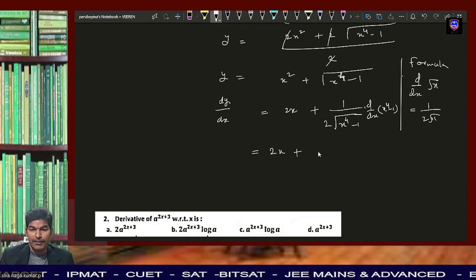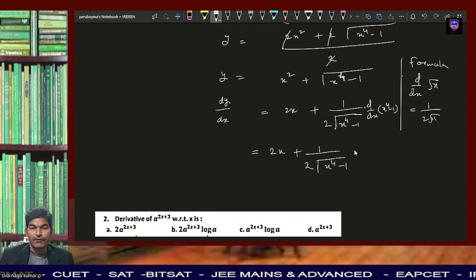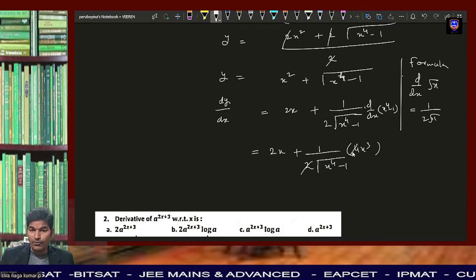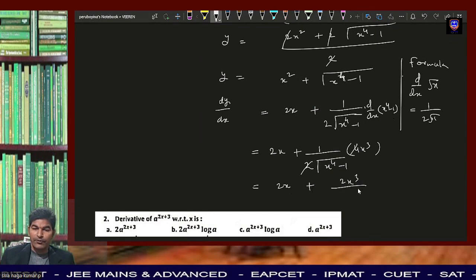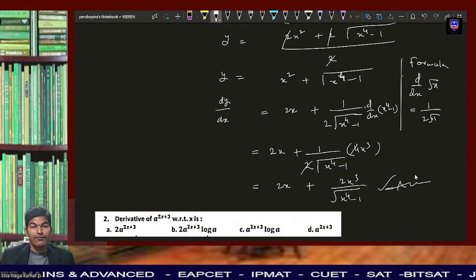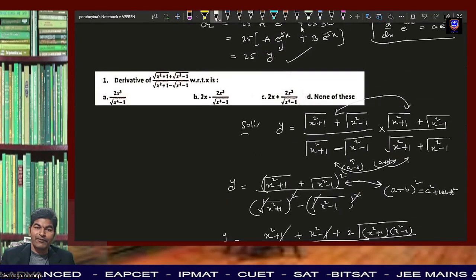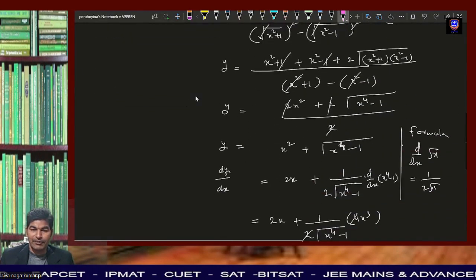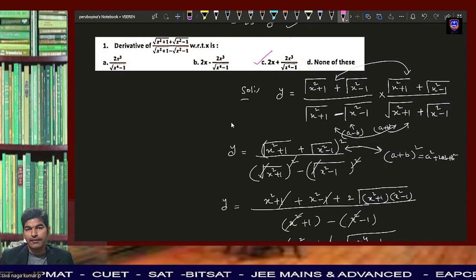So 2x plus 1 by 2 root of x power 4 minus 1. What is the derivative of x power 4? 4x cubed. Minus 1, it's a constant, derivative is 0. So 2 got cancelled in 4, 2 times. So 2x plus 2x cubed by root of x power 4 minus 1 is the answer of this question. We have to check which option is correct. Actually, it was looking like a 4 marks or 5 marks question, but here we will get only 1 mark. So what is the answer? Let me check. Plus is there, right, between them. So option C is correct. Okay.